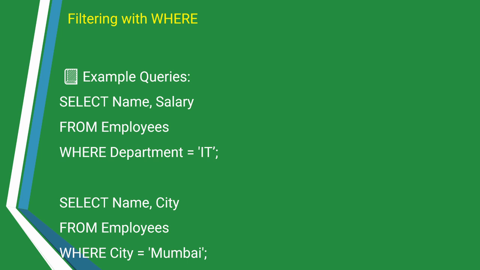Next, filter data using where. For example, find employees in the IT department or those based in Mumbai. Filtering lets you focus on the data you need.